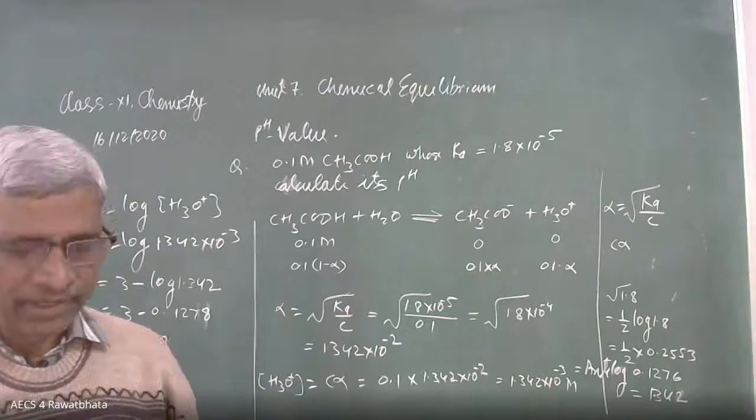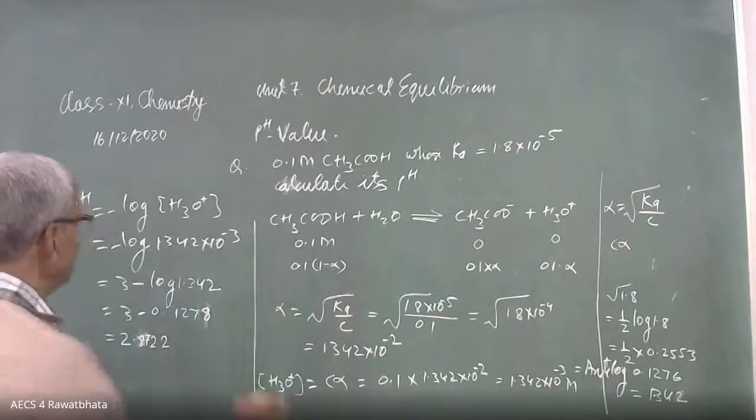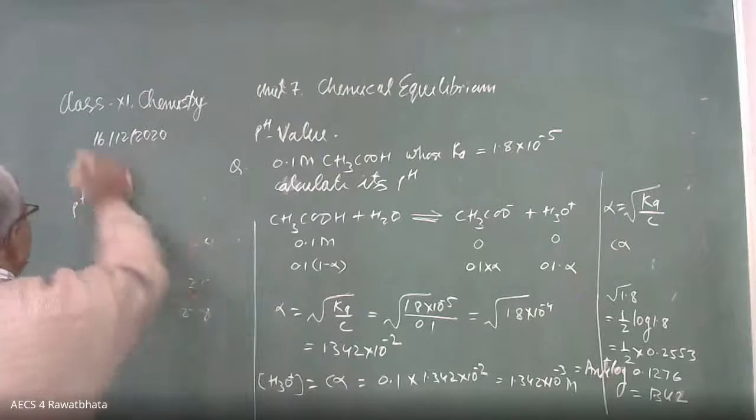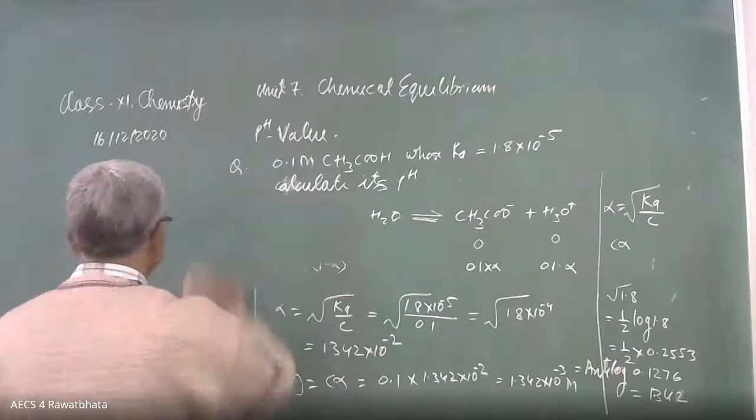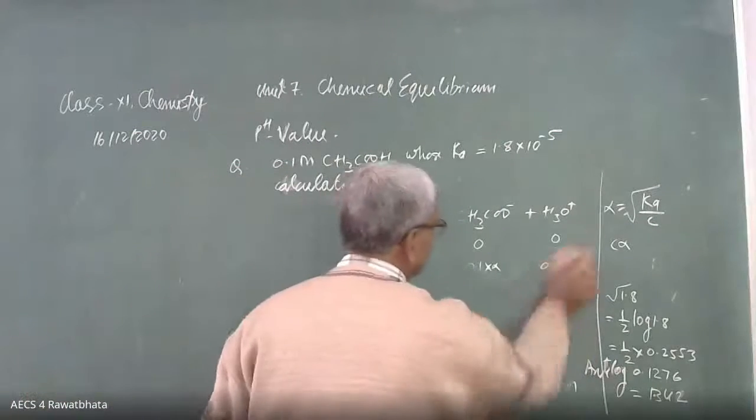Okay, beta? One tricky numerical. This is also tricky, but one more tricky. I'm going to take that also. One more numerical. This is the final one. Then we will proceed for the next.